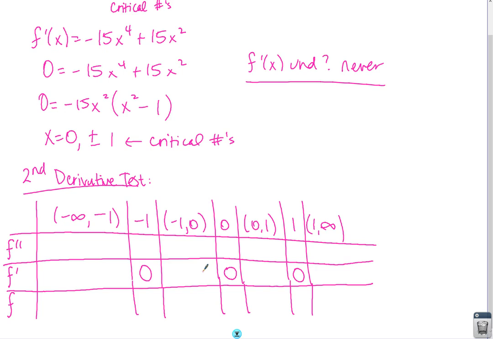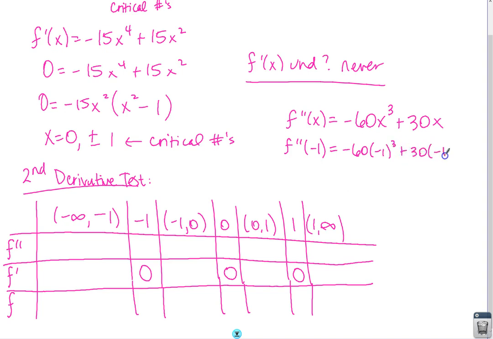In my second derivative test, I'm going to plug my number strictly into my second derivative. Oh, I don't have that up here. Let's get that up here: f double prime of x. So if f prime was this, f double prime is going to be negative 60x cubed plus 30x. Then f double prime of negative 1, my first critical number, is negative 60 times negative 1 cubed plus 30 times negative 1.